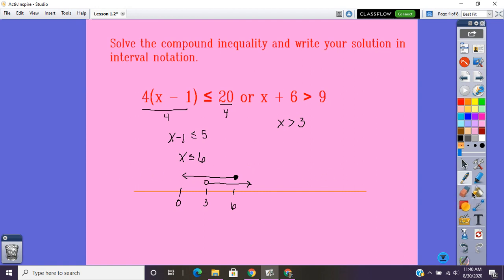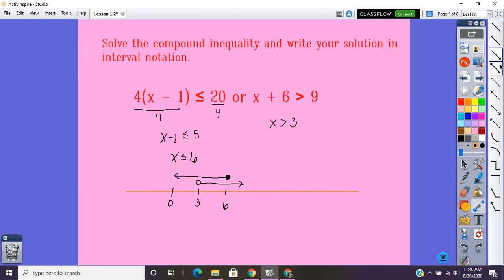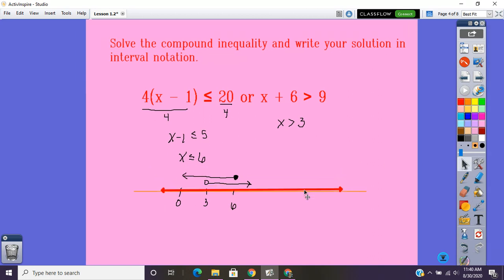So our actual solution, I'm going to go ahead and graph this here. Our actual solution is anything on the number line. There are no restrictions whatsoever. Our whole number line is the solution.